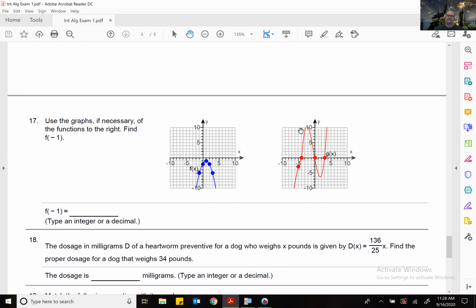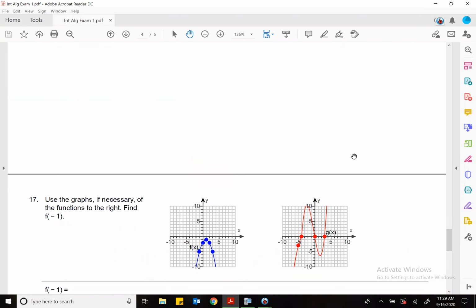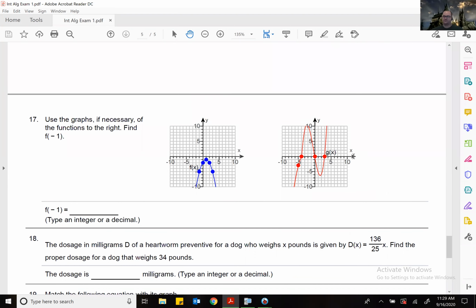So there are two graphs. What is this function's name right here? What letter represents the blue function? Look carefully at the picture. There's a letter in there. F. This is F. It's right there. What letter represents the red function to the right? G. So just like before, you had three functions. This time you've got two. So you're only going to pay attention to one of these.